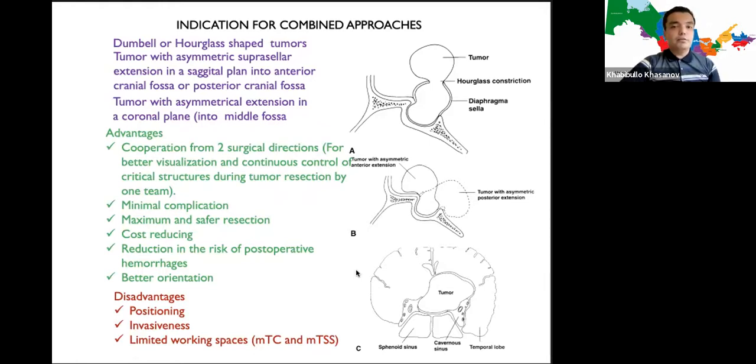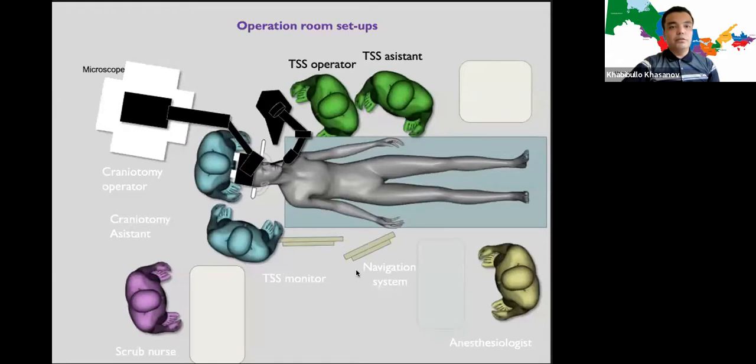And among the advantages, there are always disadvantages. The first one is positioning because of the surgical field. In a small operating room, positioning of surgical setups such as two microscopes sometimes limits space for the surgeon and causes discomfort for productive work. And it is always more invasive because of two approaches. So this operating setup must be arranged, and here we can see the endoscopic system, the microscopic system, and the scrub nurse.